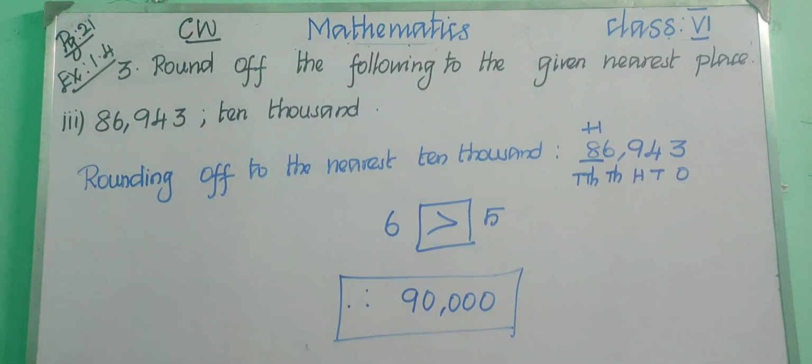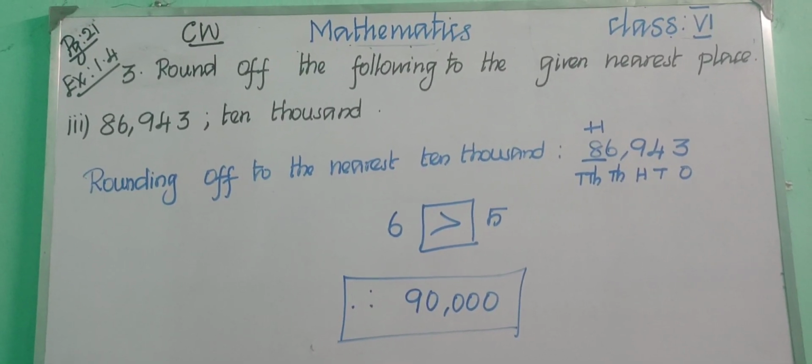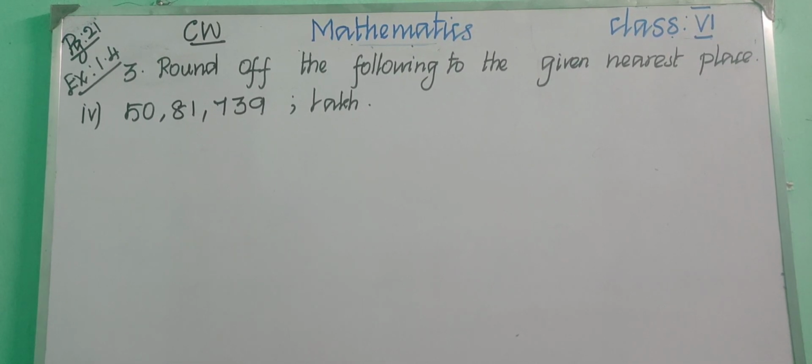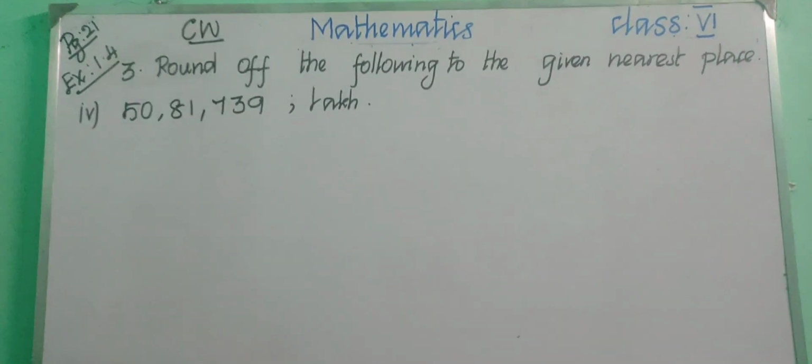Copy it in your classwork notebook, very easy, right? Pause the video and write. After completing this, write the fourth one. Okay children, see the next question. It is given 50,81,739. We are going to round off to the nearest lakhs.